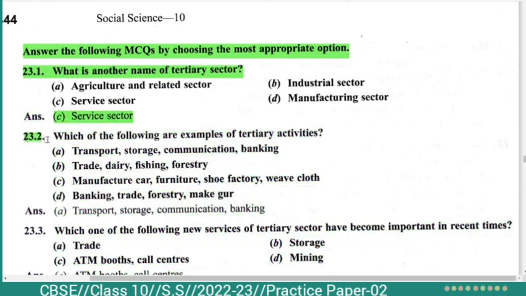Question number 23.2. Which of the following are examples of tertiary activities? Option A, transport, storage, communication, banking. B, trade, dairy, fishing, forestry. C, manufacture car, furniture, shoe factory, weave cloth. D, banking, trade, forestry, make gar. The answer is option A, transport, storage, communication and banking.